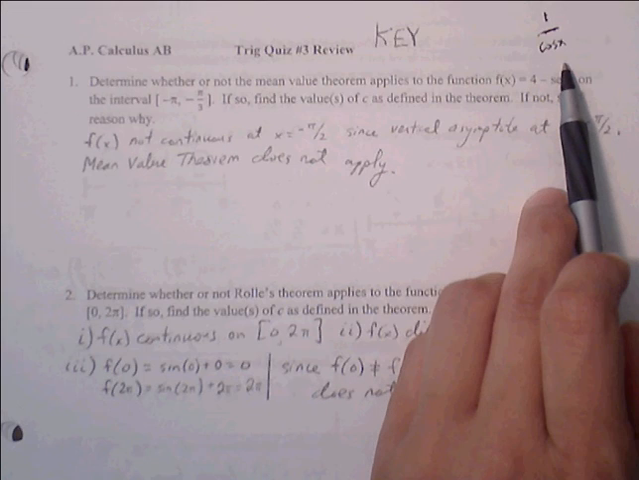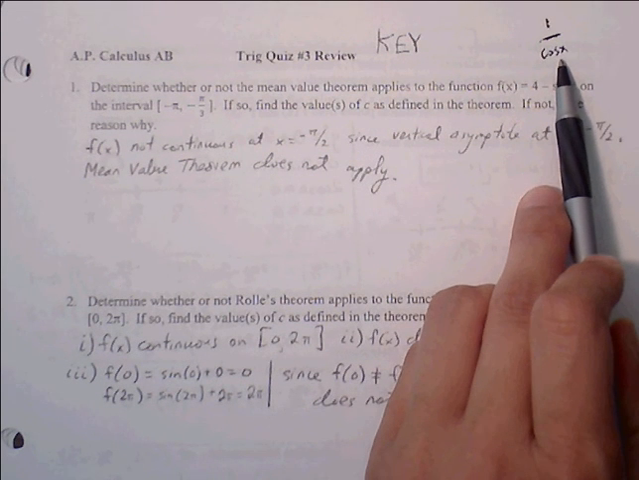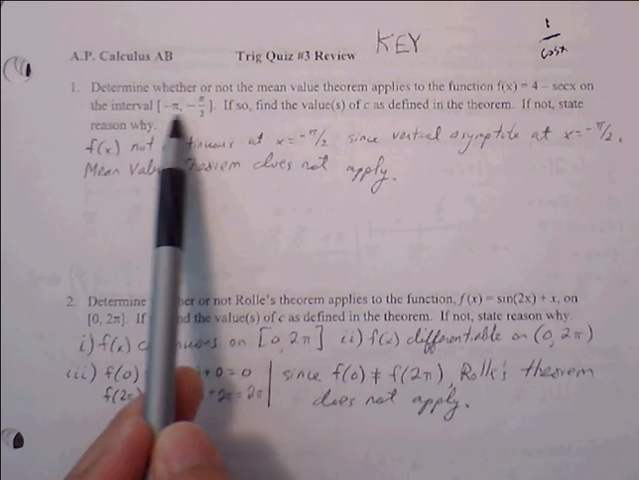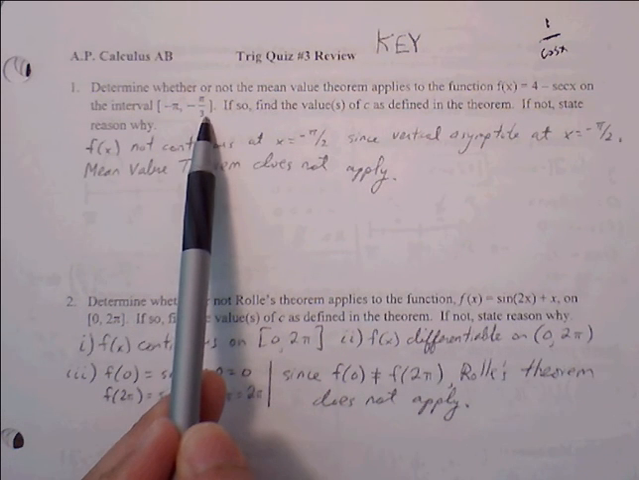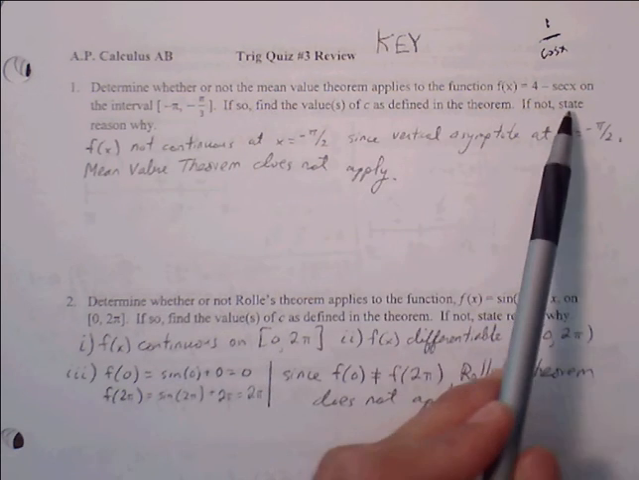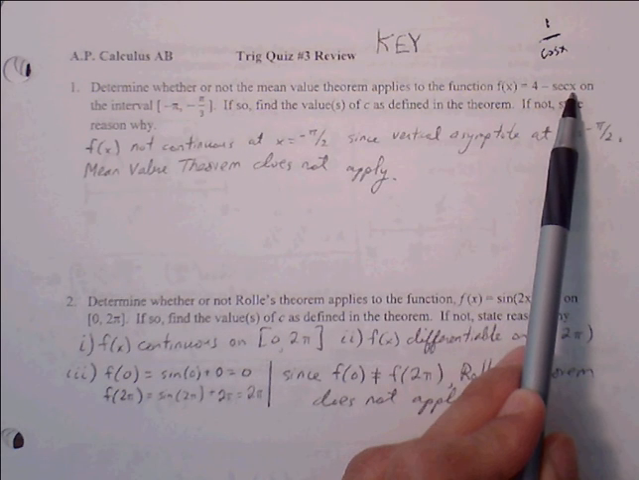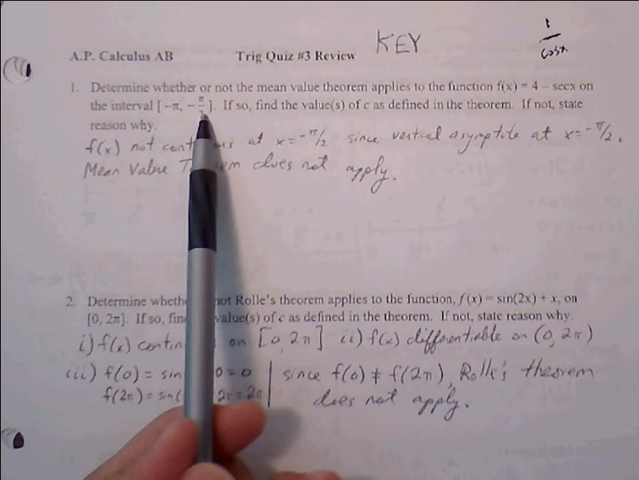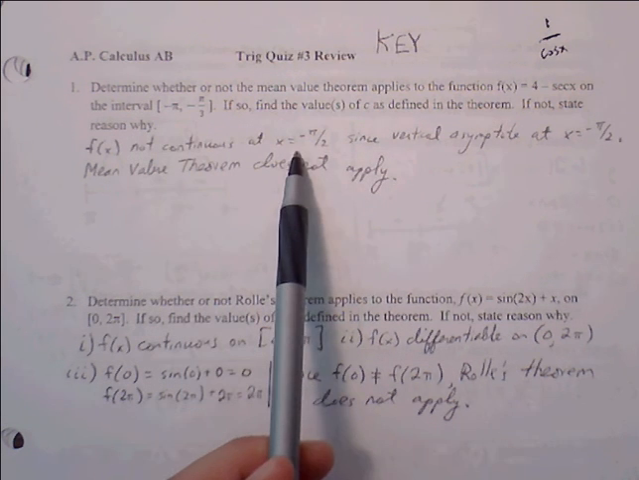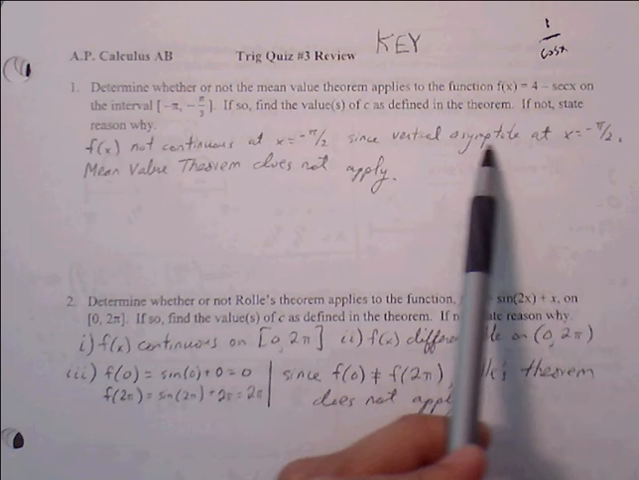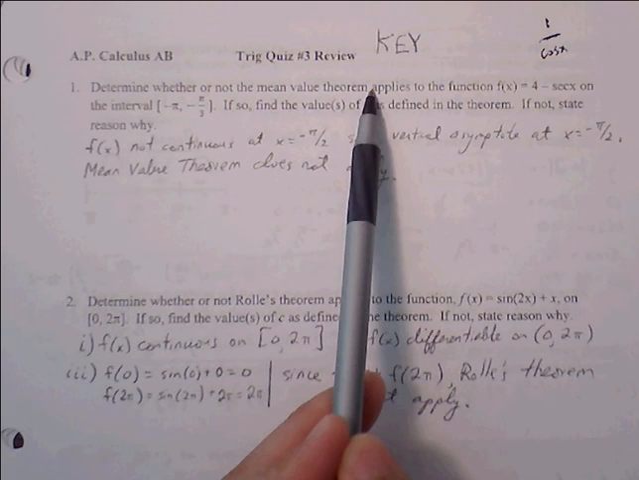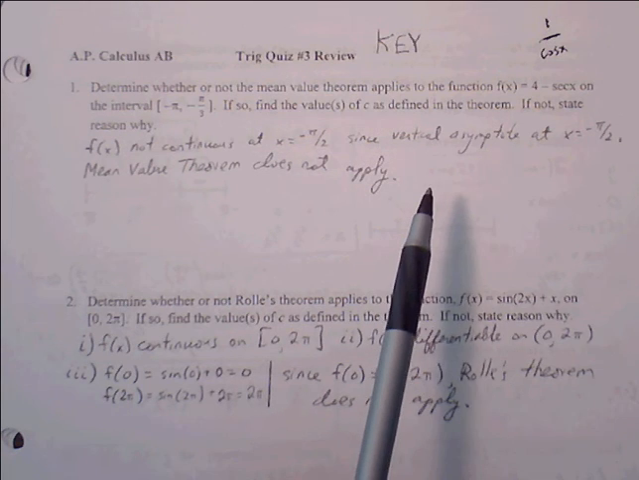cosine of x is equal to 0 at pi over 2 and at negative pi over 2, and negative pi over 2 falls on the closed interval from negative pi to negative pi over 3. Therefore there is a break in the graph, meaning the function is not continuous over this interval, because of the vertical asymptote. Mean value theorem does not apply because we need both conditions to pass in order for it to apply.